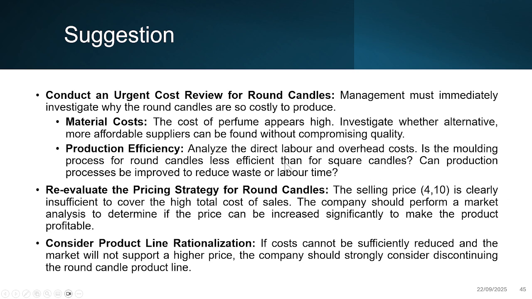Second, they need to look at the production efficiency. Is the molding process for the round candle inefficient? Can they reduce the labor time or waste? Third, they must re-evaluate their pricing. The selling price of 4.1 euro is clearly not enough to cover the full cost of 4.56 euro. A market analysis is needed to see if customers would be willing to pay more.